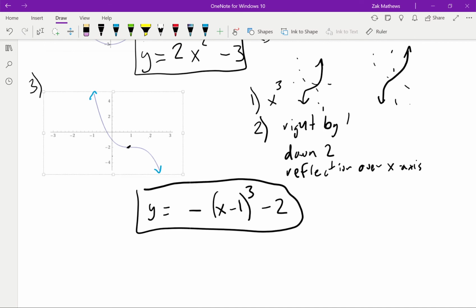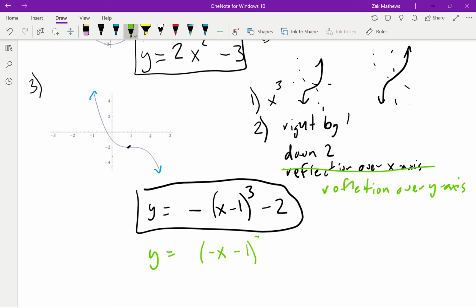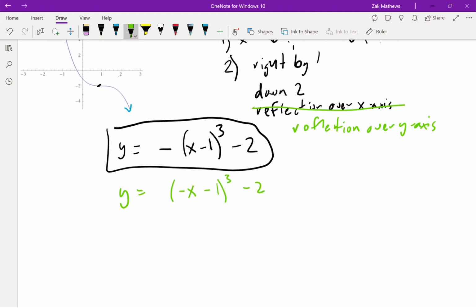But let's say instead we had tried to say this is actually a reflection over the y-axis. Let's see how that changes it. Well, we'd say y is equal to, now we have to put the negative with the x. Let me stick that minus 1 there for just a second and leave everything else. So if I were to take this equation and dissect it, the first thing I would say is we do go right by 1. That would be true. Then we would have to reflect over the y. And then we would go down by 2.